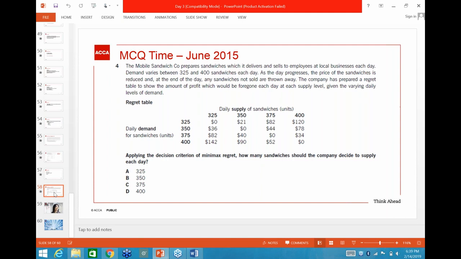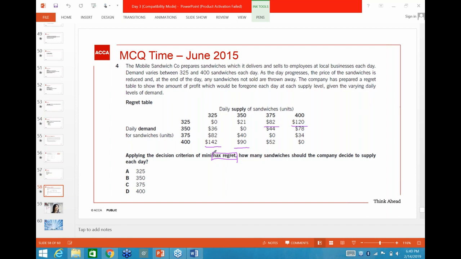Applying the decision criteria of minimax regret. I always tell my guys to look at the backside first in terms of these research techniques. Maximum regret. So under each of the options, pick the maximum regret. Under each of the options where I have control, not based on demand, but based on supply. So on 325, what's the maximum regret? On 350, on 375, and on 400.